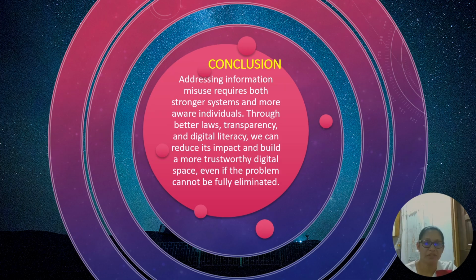So, in conclusion, addressing information misuse requires both stronger systems and more aware individuals. Through better laws, transparency, and digital literacy, we can reduce its impact and build a more trustworthy digital space, even if the problem cannot be fully eliminated.